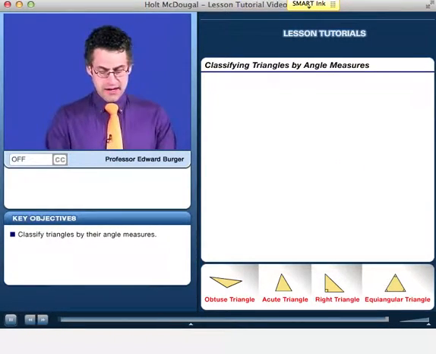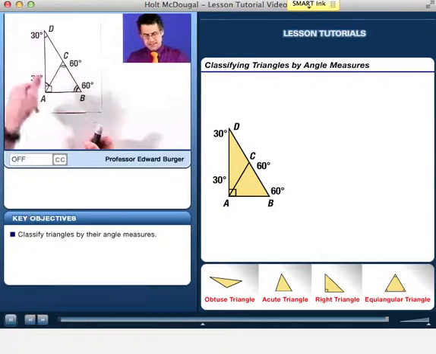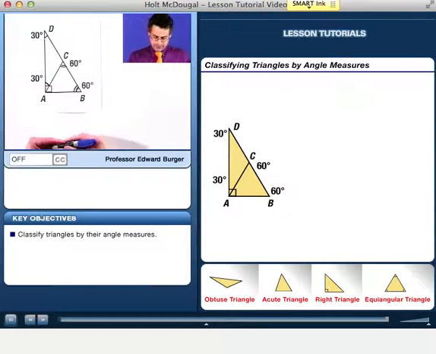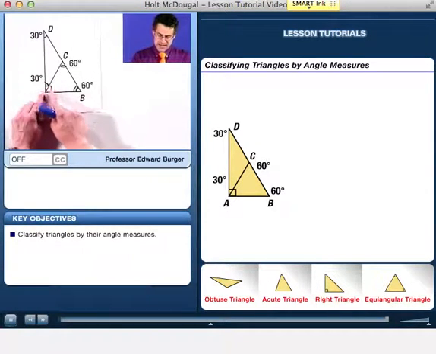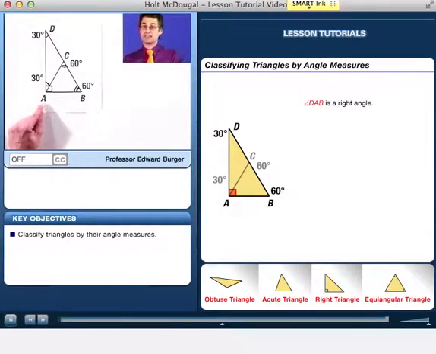So, here are some triangles, and I want us to see if we can classify them. Well, we're given some angles here, and let's see what we can say. Notice that here we see a right angle right here. So this large triangle, triangle ABD, is in fact an example of a right triangle.